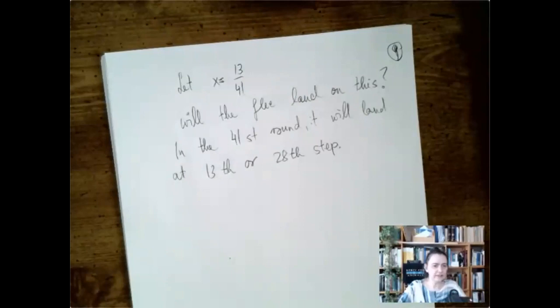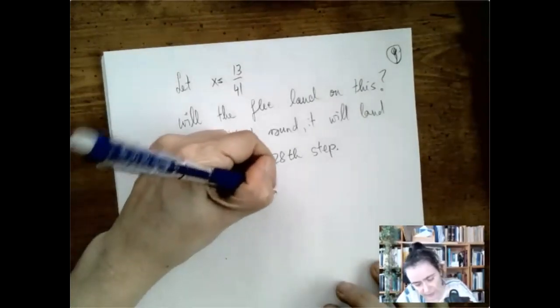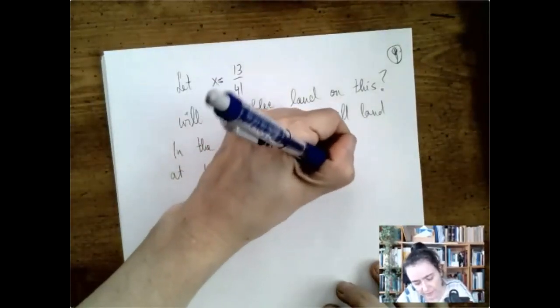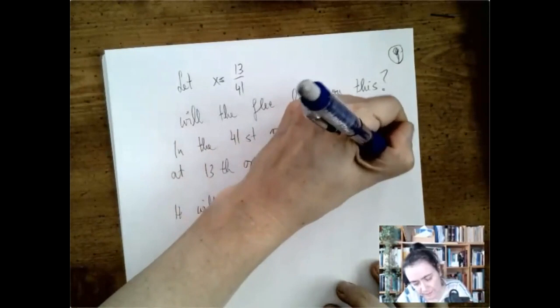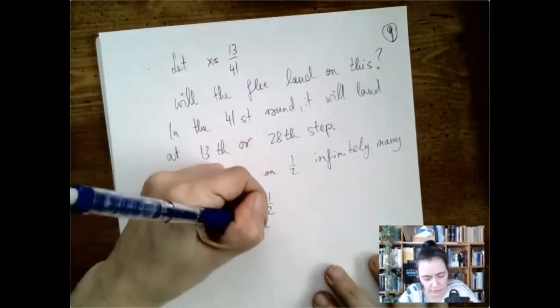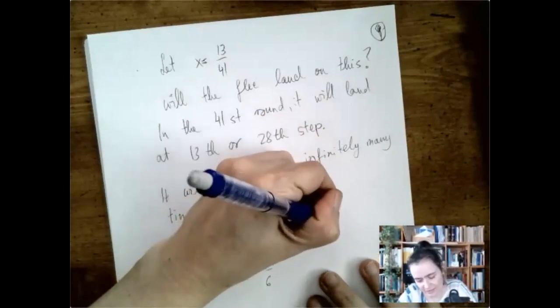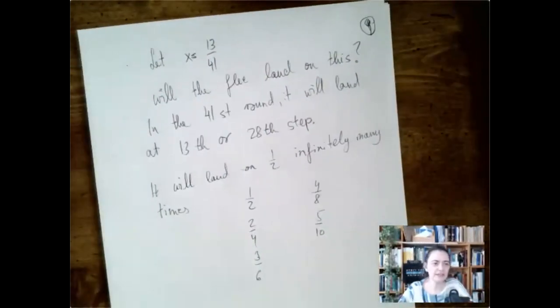And now, can you think of any number on which it wouldn't land? And by the way, you can notice other things: it's going to land on something like a half infinitely many times, right? It will land on 1/2 infinitely many times, because 1/2, 2/4, 3/6, 4/8, 5/10. These are all different ways we can write 1/2.